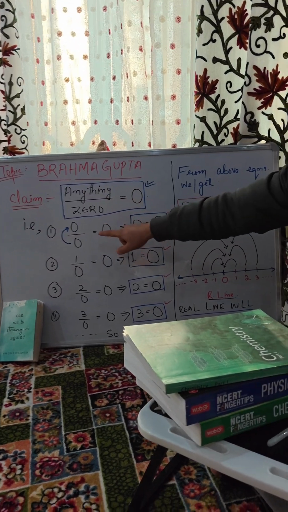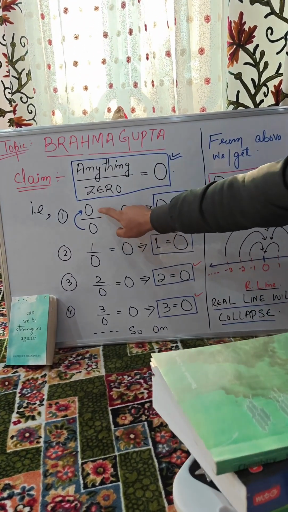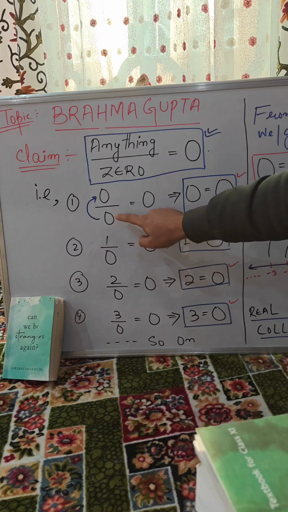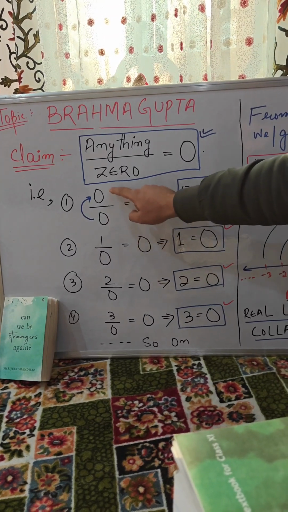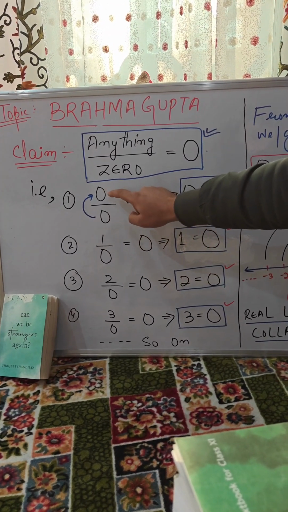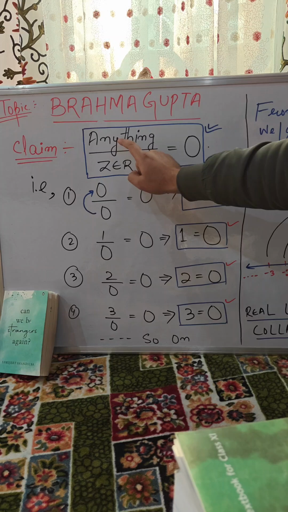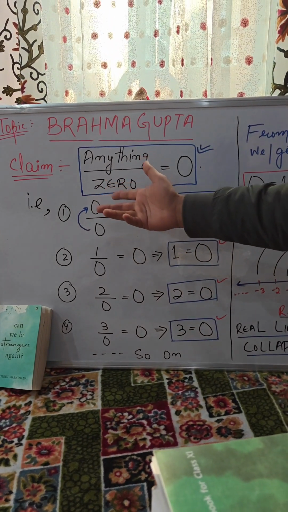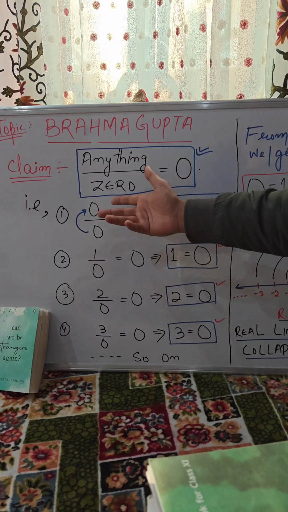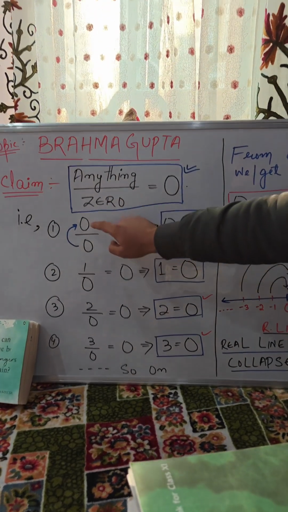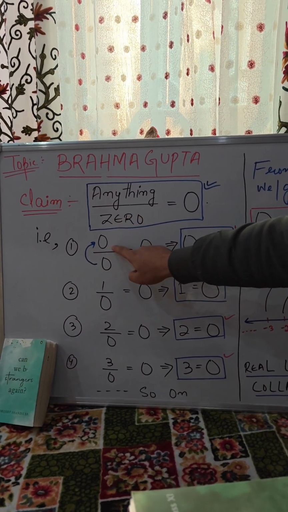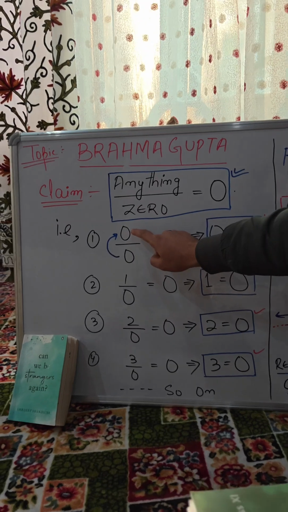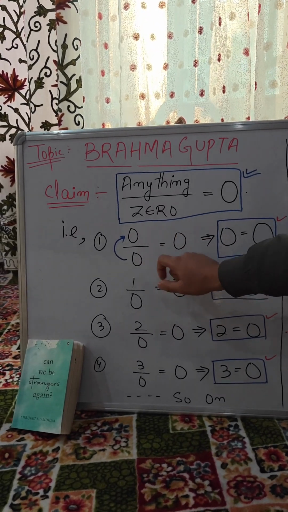Okay, so in the first step, 0 is there, so the denominator will not be changed, right? In the numerator we will replace anything by 0. Anything can be any variable, say any variable x. So we replace anything by 0 initially. So what is this? This is 0 divided by 0, right?